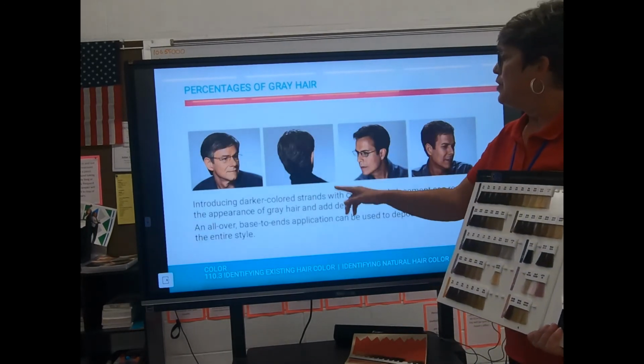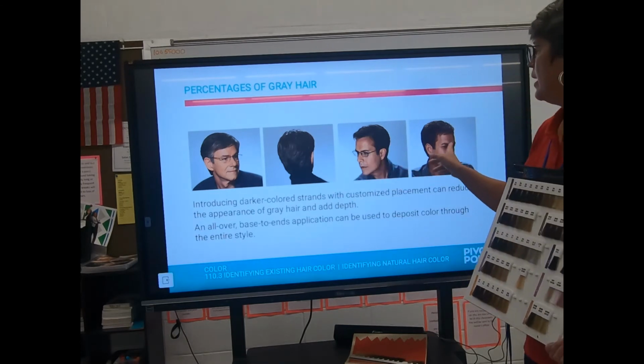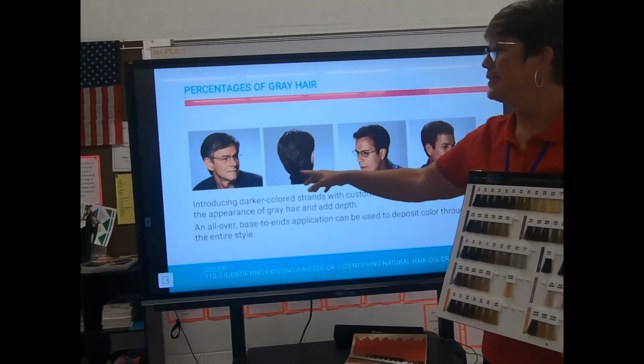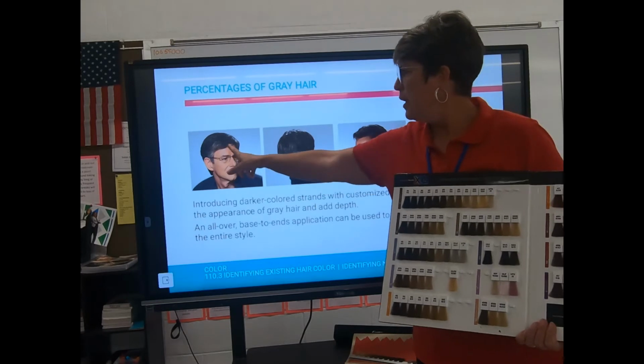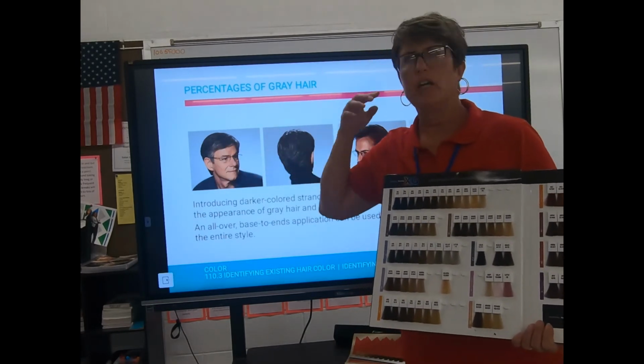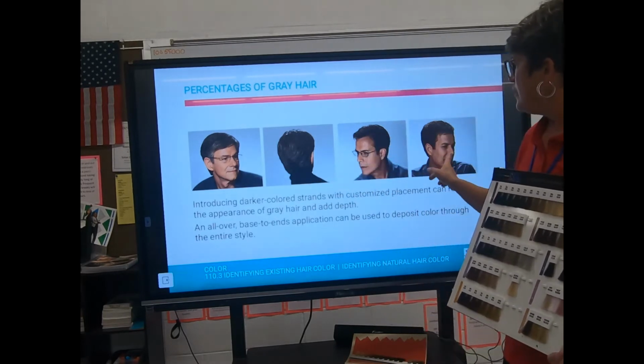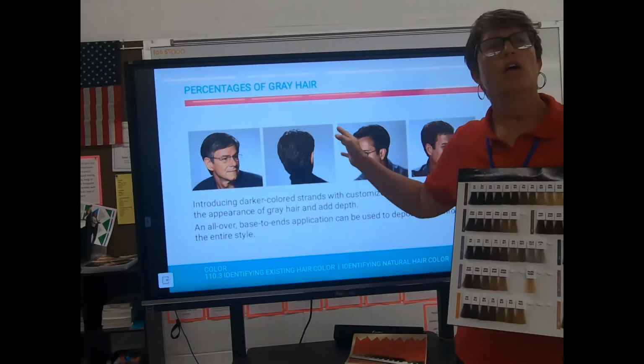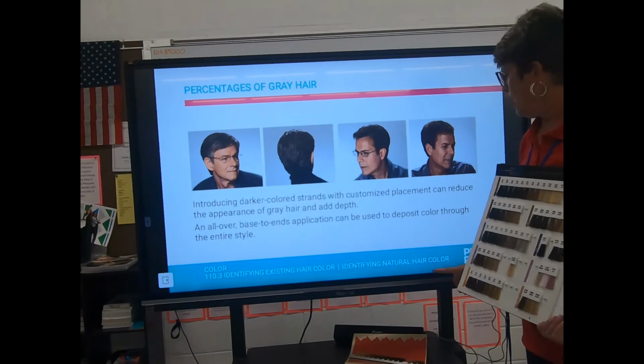All right, so they're talking about that there. Okay, introducing darker color strands in a strategic placement. It looks like they didn't apply it by the edges where people tend to get gray naturally. And then this fella, he does look younger. They went ahead and put dark color all over.